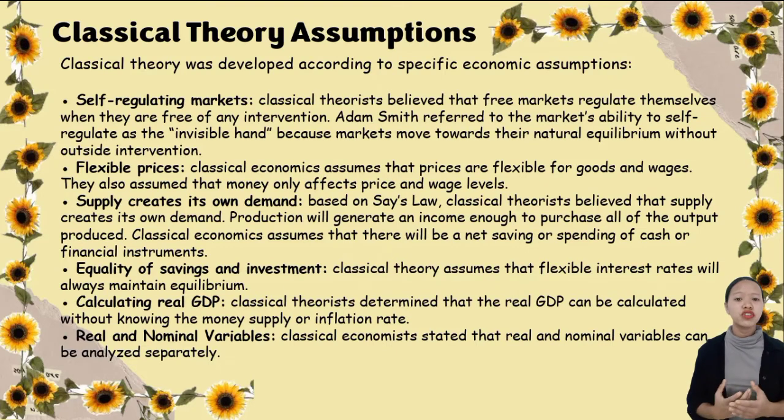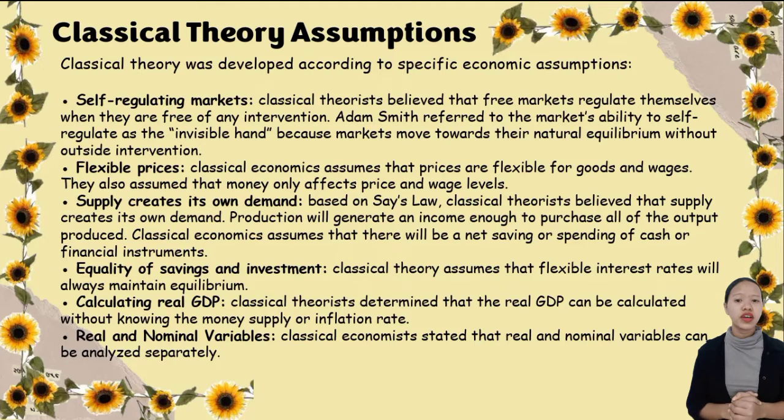So production will generate an income enough to purchase all of the output produced. Classical economics assumes that there will be a net saving or spending of cash or financial instruments. Equality of savings and investment. Classical theory assumes that flexible interest rates will always maintain equilibrium.